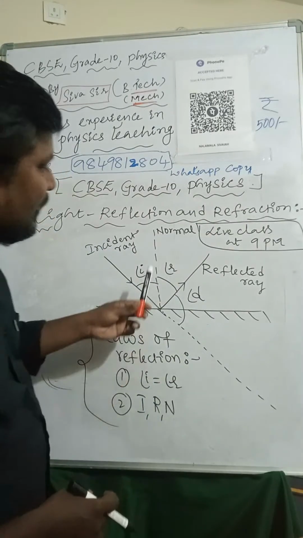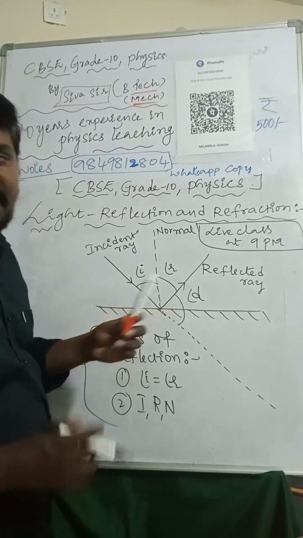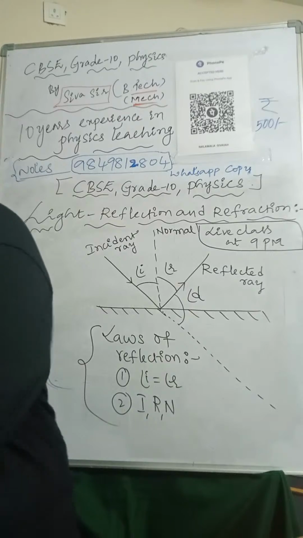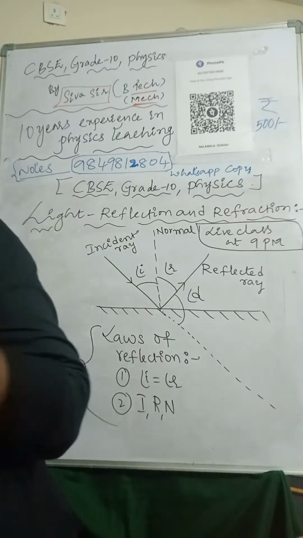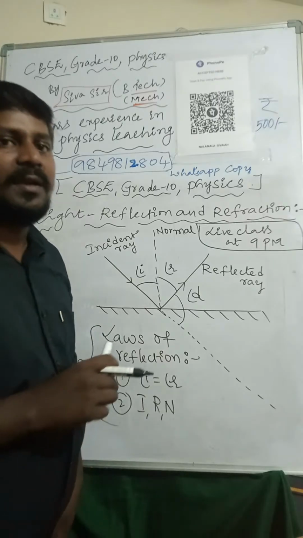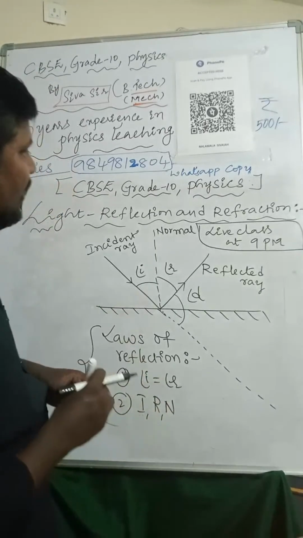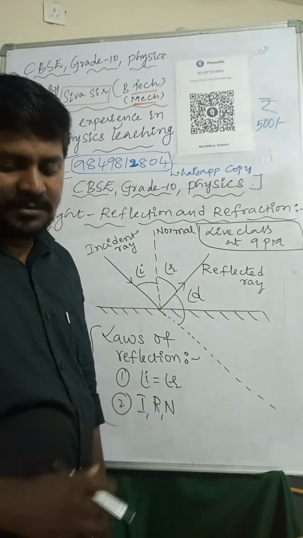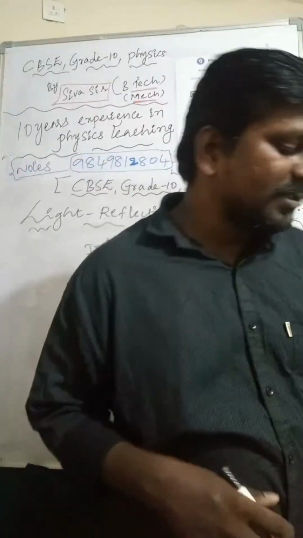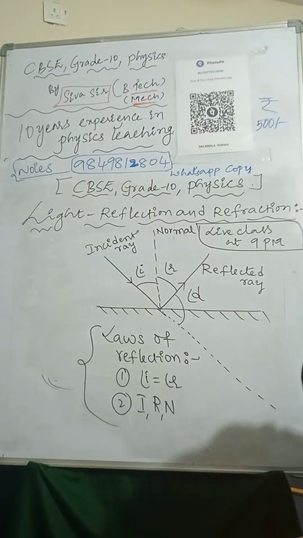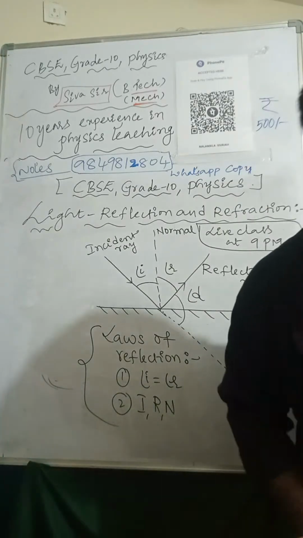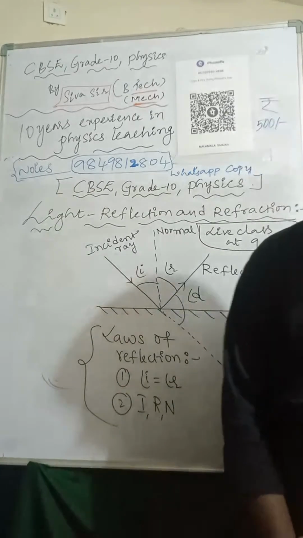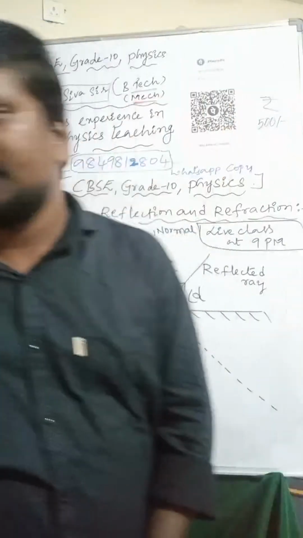The law of reflection: angle of incidence is equal to angle of reflection. Clear? These are the laws of reflection. Just note them down and check once, everyone. If you have any doubts, you can ask and we can work them out.